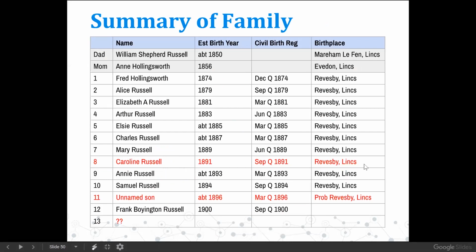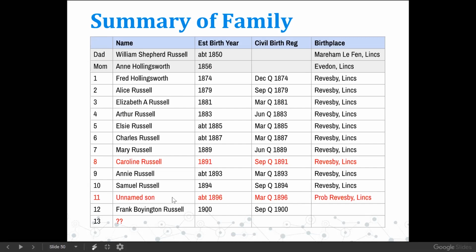So you notice the kids in red are 2 new children that we found by doing that systematic GRO search. Caroline here was born in September quarter, or rather registered. So she was born later in the year. The 1891 census was taken earlier in the year, and apparently she missed it. Her mom was probably pregnant with her at the time the census was taken, but she wasn't born yet. So she wasn't recorded in the census, and then probably she died before the next census because we never see her in the census, but that will have to be proven.